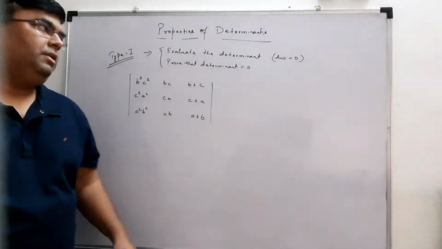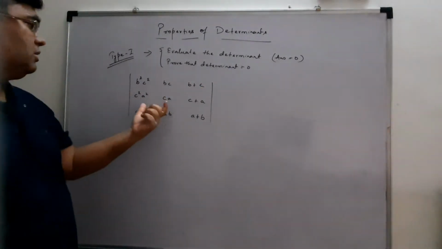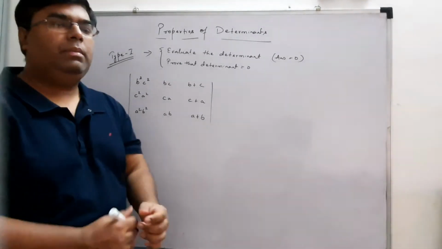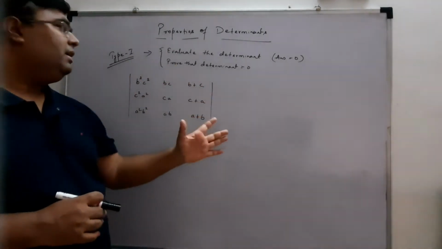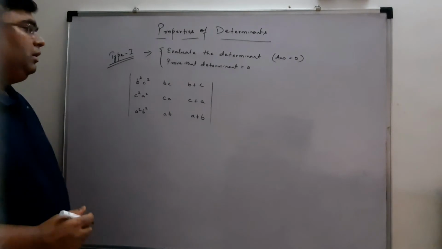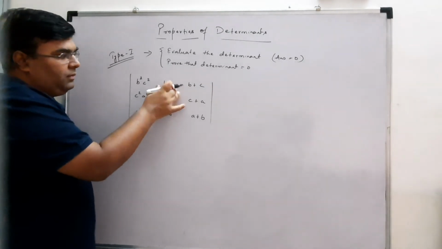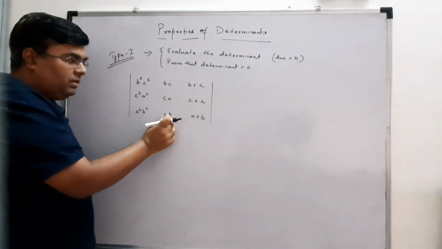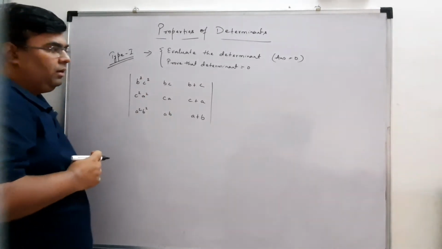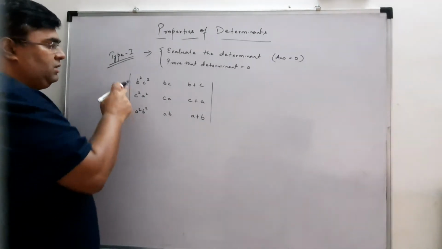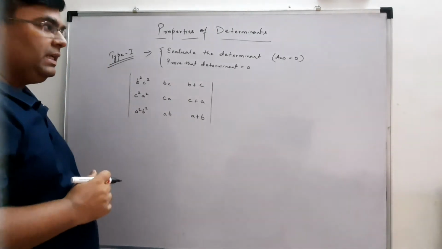Okay, let us take another example. Here I have taken b square c square bc b plus c, c square a square ca c plus a, and a square b square ab a plus b. Again, either find the value of the determinant and the answer will be 0, or prove that this is equal to 0. Now what can we do? Here BC is there, A is missing, CA is there, B is missing, AB is there, C is missing. Same here also. So what we can do, if we multiply the first row by A, second row by B, and third row by C, let us see.